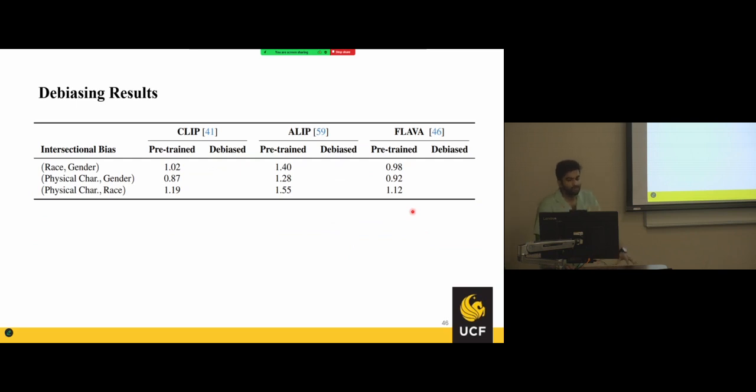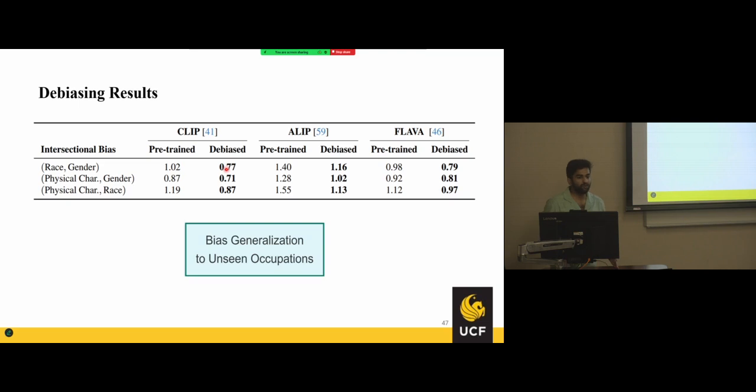After the training, we can see that there is a definite change in the model's bias. So this would be the pre-trained MaxSkew values for these particular attribute pairs, whereas after debiasing, there is a clear difference within the MaxSkew value, that is the model shows less bias towards many different attribute pairs. As I said before, the training and testing set data do not have the same occupations, which shows that bias generalization to unseen occupations is quite possible using this training data set.